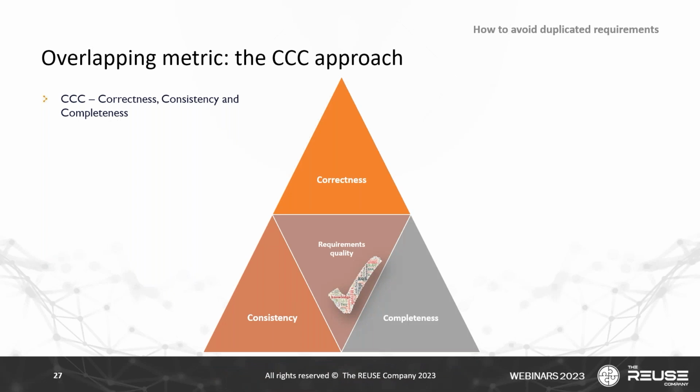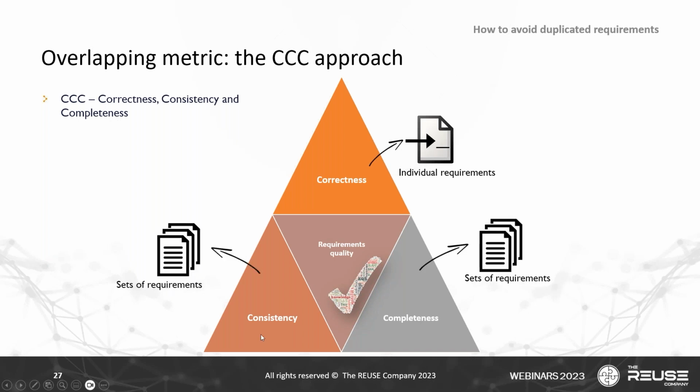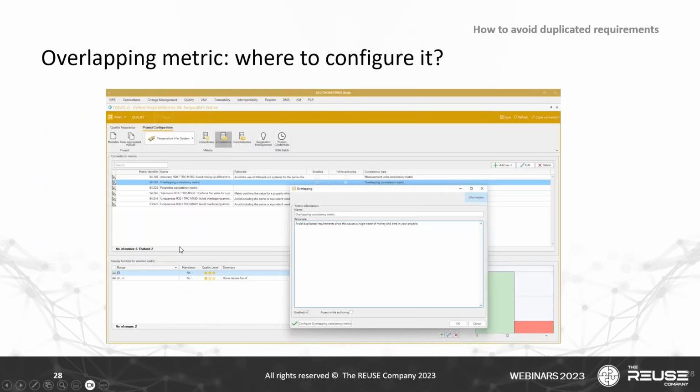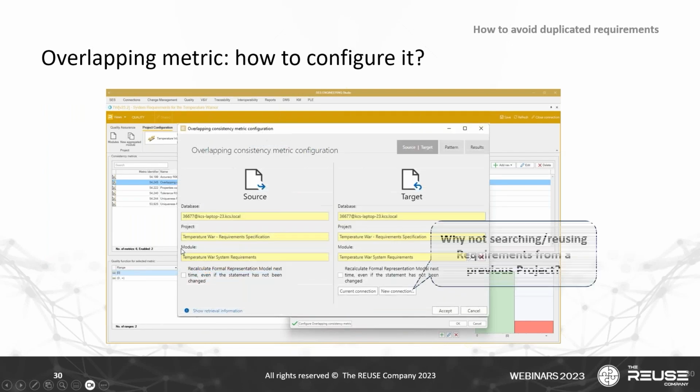And the second approach is, if you remember, our metrics for requirements quality are classified mainly in three main blocks: correctness, consistency, and completeness. Correctness for individual requirements, consistency and completeness for sets of requirements. For us, overlapping is one of our consistency metrics. So that means that I can create an overlapping metric. I can configure.